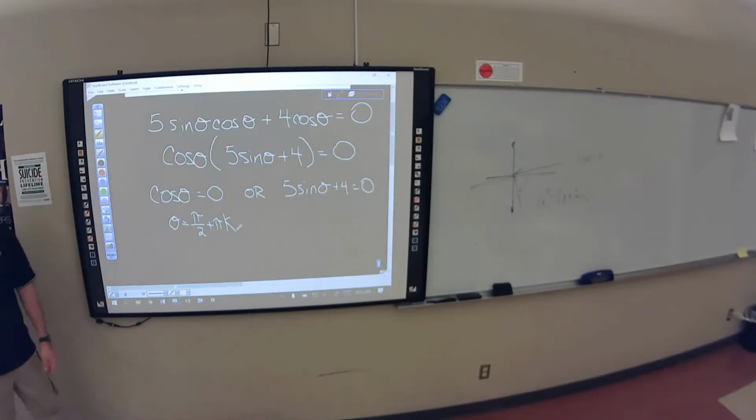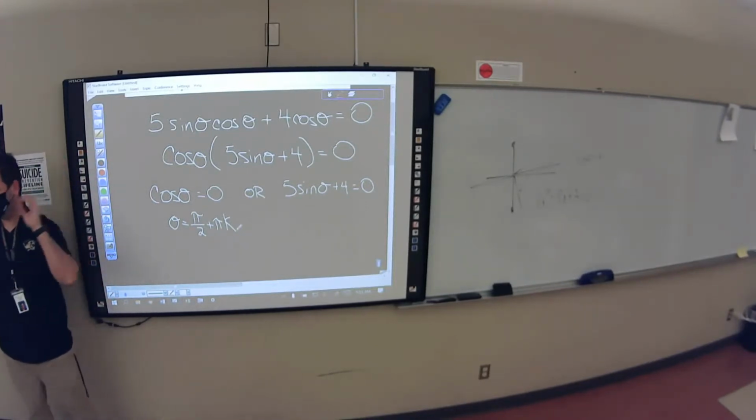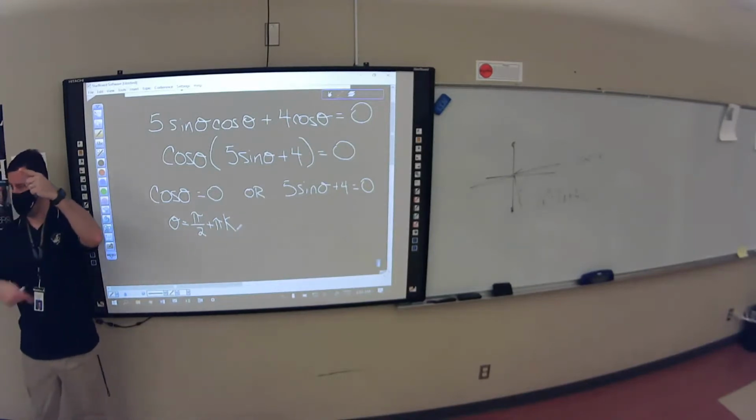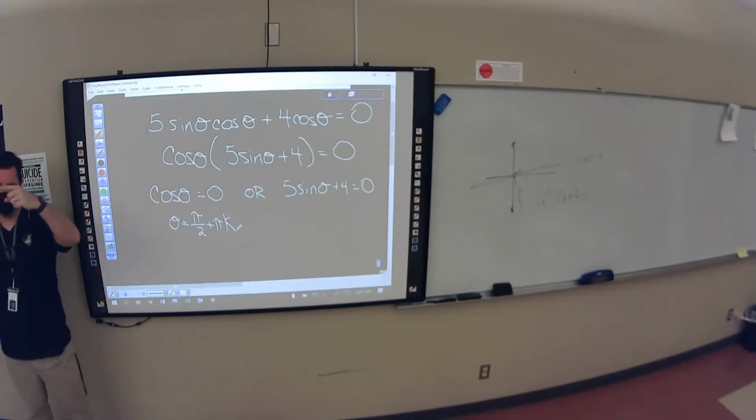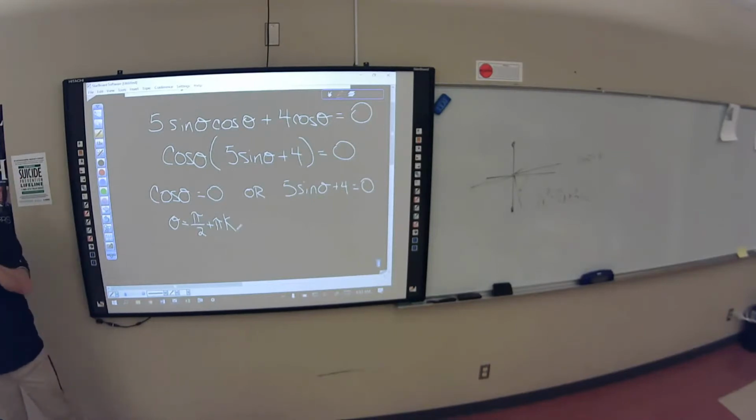Cosine and sine are special when it's 0 or 1. When it's one, it's not two answers, because one is only one or negative one. So it would still be two pi k, but there'd only be one answer as opposed to two answers.